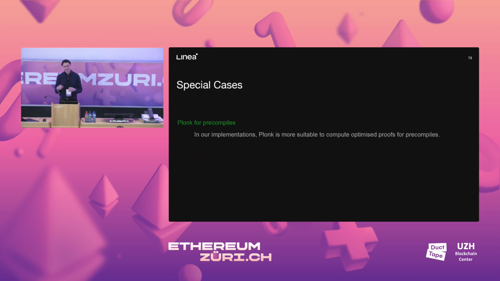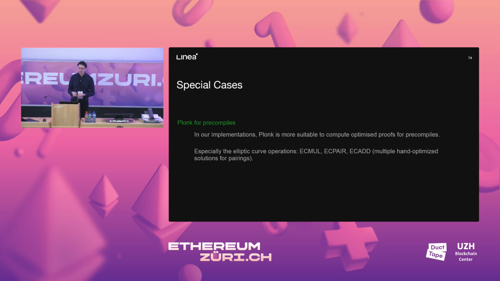And there are some other special cases to consider. For example, Plonk is really fast for some precompiles. And these are generally the elliptic curve operations. So for ECMUL, ECPAIRING, ECADD, our implementations have very hand-optimized solutions for this. And Wizard cannot compete.